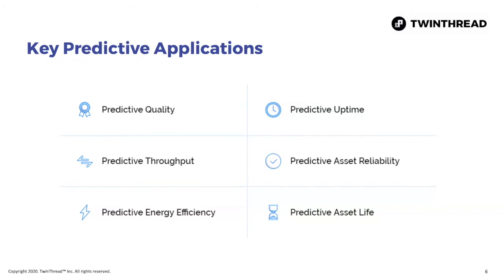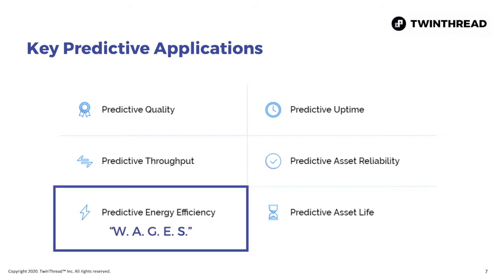And then there is predictive uptime, asset reliability, and predictive asset life. These are the maintenance domain related problems that you find within an industrial facility. And again, we offer these applications out of the box so that customers can get to value straight away without having to build and learn.